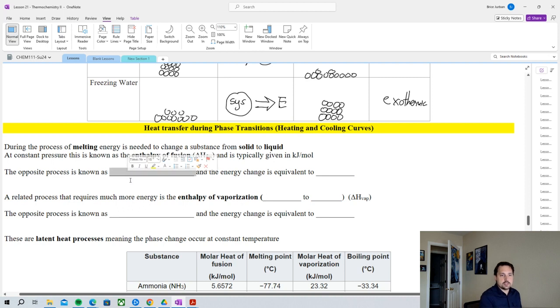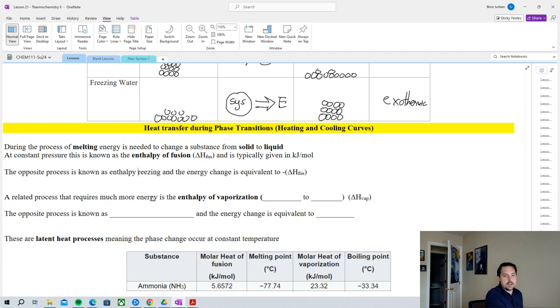And then the opposite process is known as freezing, and the energy change is equivalent to the negative of the enthalpy of fusion. So if you know the enthalpy of fusion, you know that the enthalpy of freezing is the same value, but just opposite in sign.